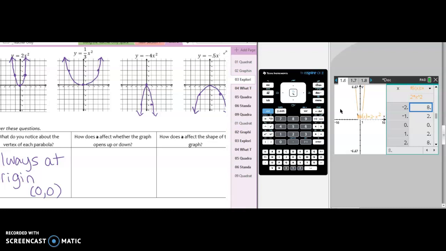The next question says, how does A, or what we put in for A, so we had a 2, we had a 1/3, we had a -4, we had a -0.5. How does A affect whether the graph opens up or down? Well, if you notice, whenever it is positive, the graph opens up. And if it's negative, the graph opens down.